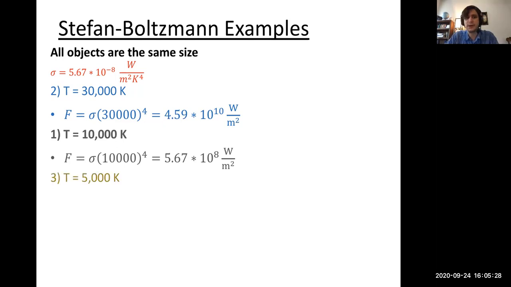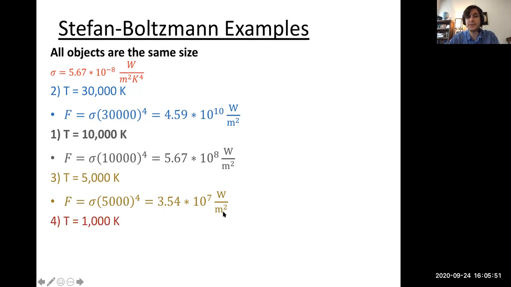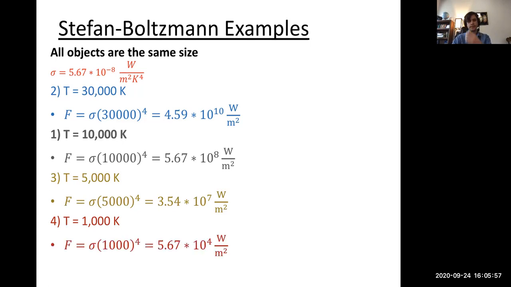Okay, let's do the same for the 5,000. A star has 5,000. This is a little bit cooler than our sun. And I could go ahead and calculate the radiative flux using the full version of Stefan-Boltzmann. It would be sigma times 5,000 raised to the fourth power. And I'll get 3.54 times 10 to the 7th watts per square meter. A radiative flux. Energy per second per square meter. Do the same thing for something that has a temperature of 1,000 Kelvin. Calculate it out using the full version of Stefan-Boltzmann, sigma times 1,000 Kelvin to the fourth power, 5.67 times 10 to the fourth watts per square meter. That's a lot less energy than, say, these ones up here.